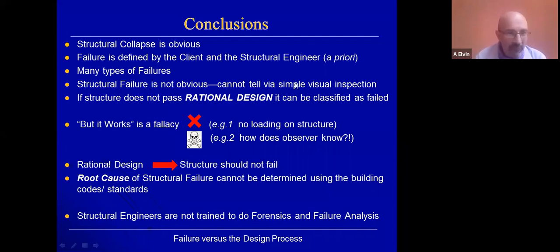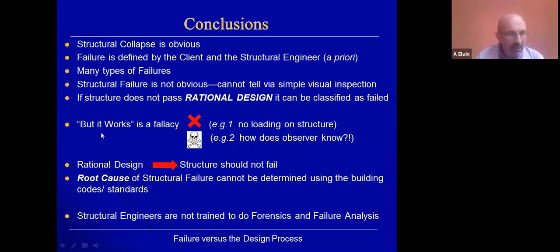Structural collapse is obvious. By now, you should understand it. Failure is defined by the client and the structural engineer beforehand, a priori. Many types of failures exist. Structural failure is not obvious, and cannot be told by a simple visual inspection. I think I've proven that to you. If a structure does not pass rational design, it can be classified as failed. Notice the words that I use. If it does not pass design, it can be classified as failed.